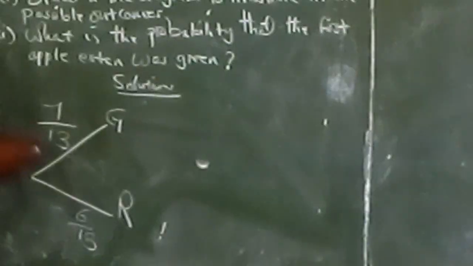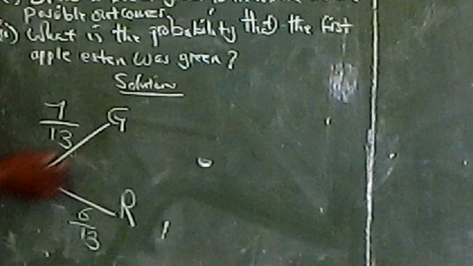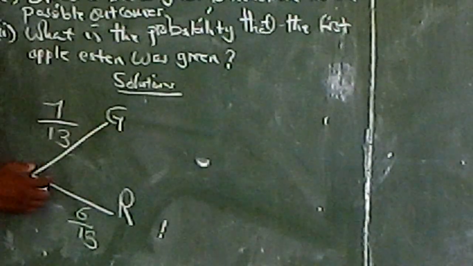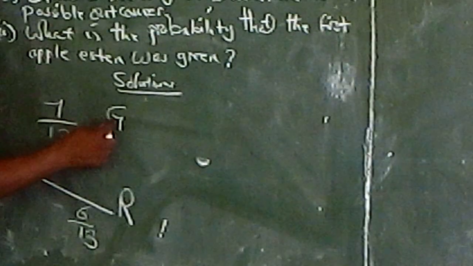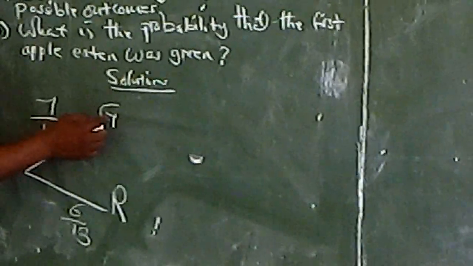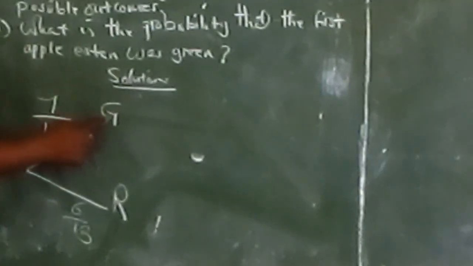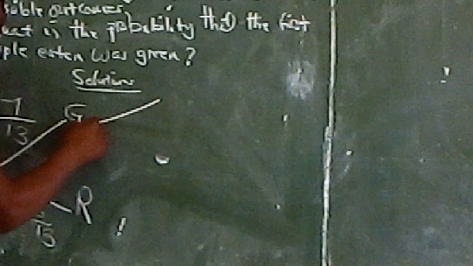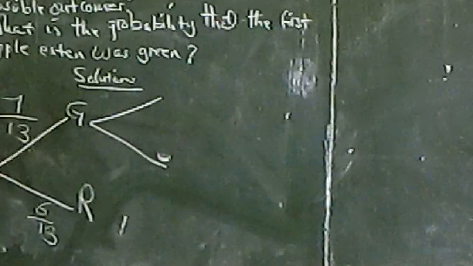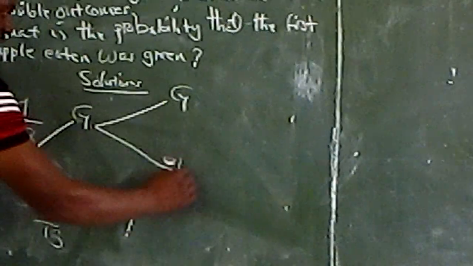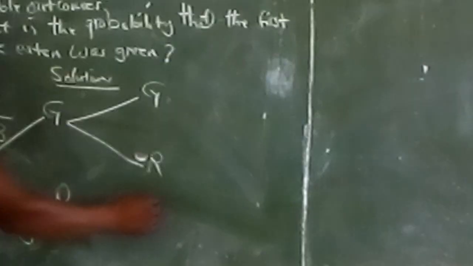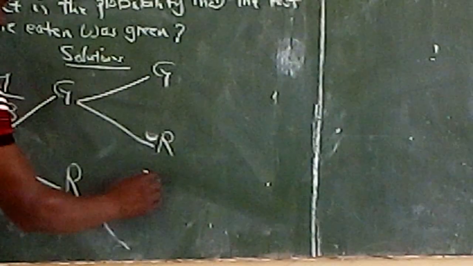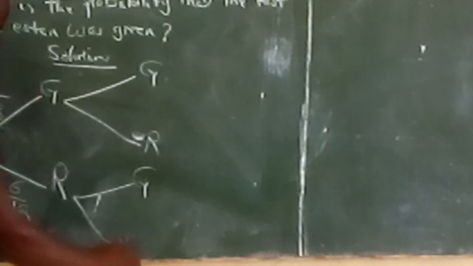Now, if we go by this branch, suppose that apple was a green apple. What happens if it's a green apple? I'm going to come up with another branch here, indicating the green and the red. Again, we come up with another branch here, having the green and the red apple.